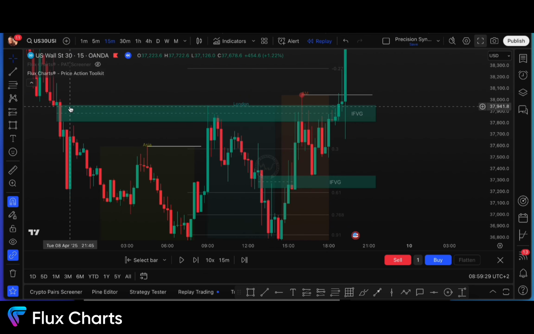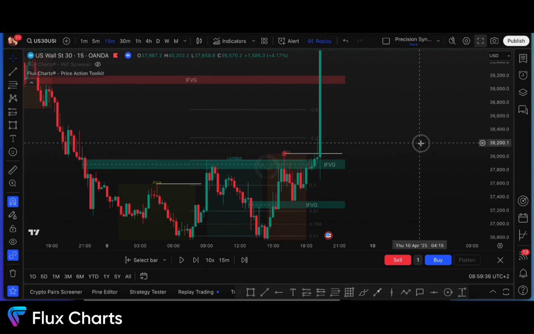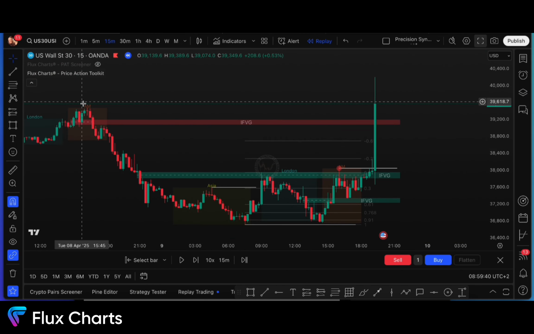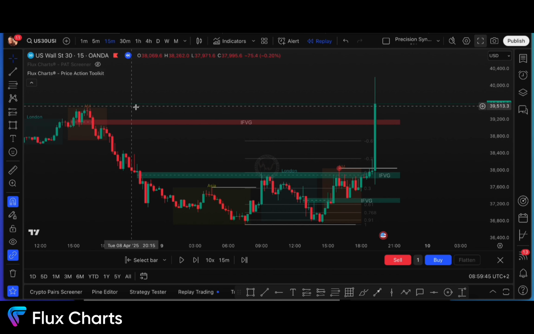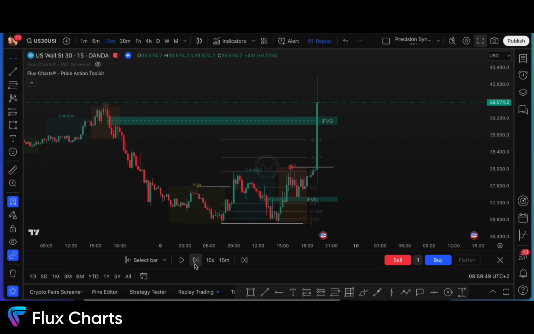And then again, this inverse fair value gap was created here. We took out these highs and now you can just follow the price. Let's see where price went. Took out the previous day's New York session highs. Let's quickly play price forward and see what happens.